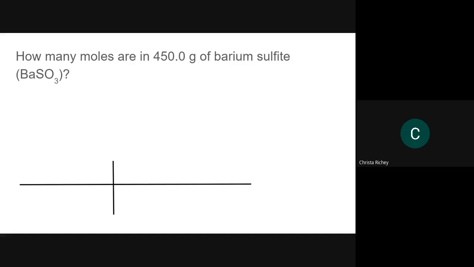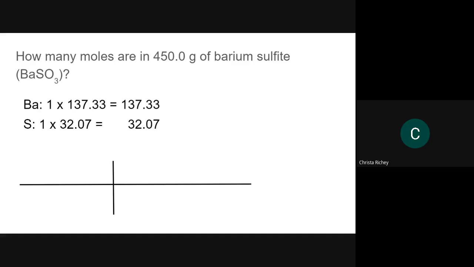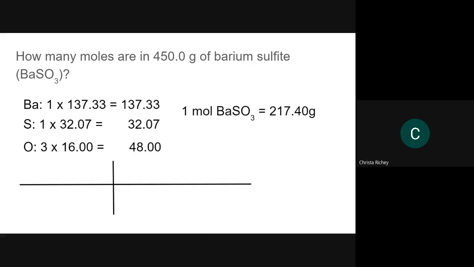So I know that I'm starting with 450 grams, and that's going to go on this top left-hand block, but I have to use the periodic table with the fact that each barium is 137.33, sulfur is 32.07, and there's 3 oxygens, each one is 16. So before I can actually work the problem, I have to calculate molar mass. Being able to calculate how many grams are in 1 mole of a substance is all over this test. And when I multiply them all out and add them up, I find that 1 mole of barium sulfide is 217.40 grams. Now, if I was just asking for the molar mass, that would be your answer.